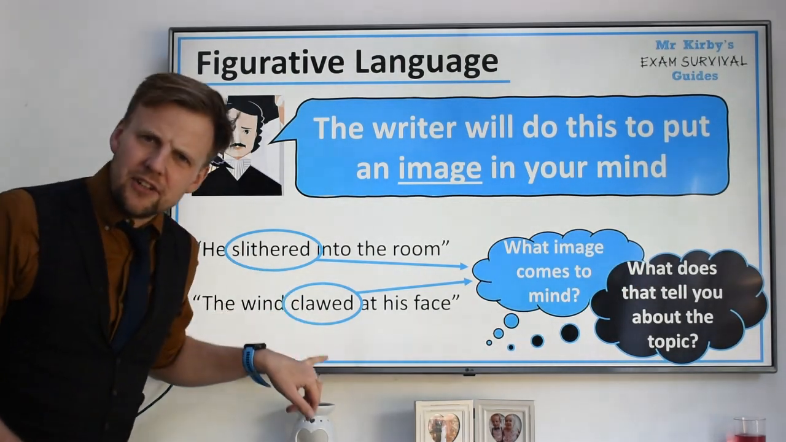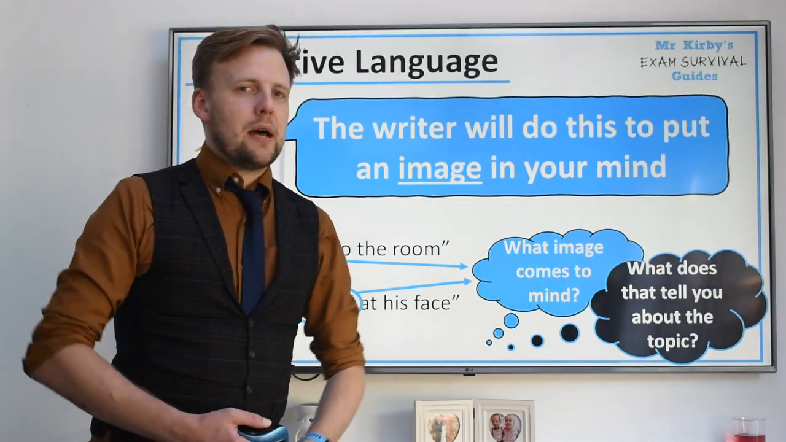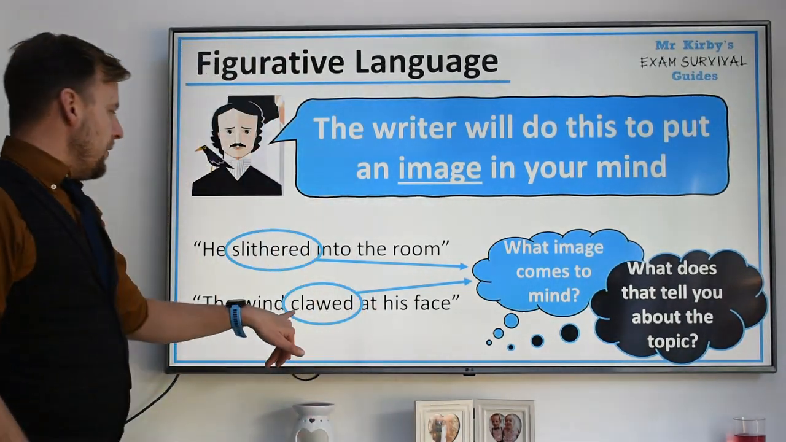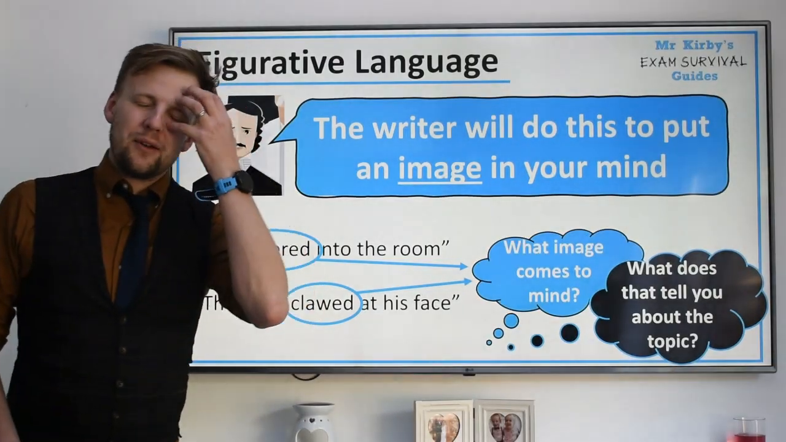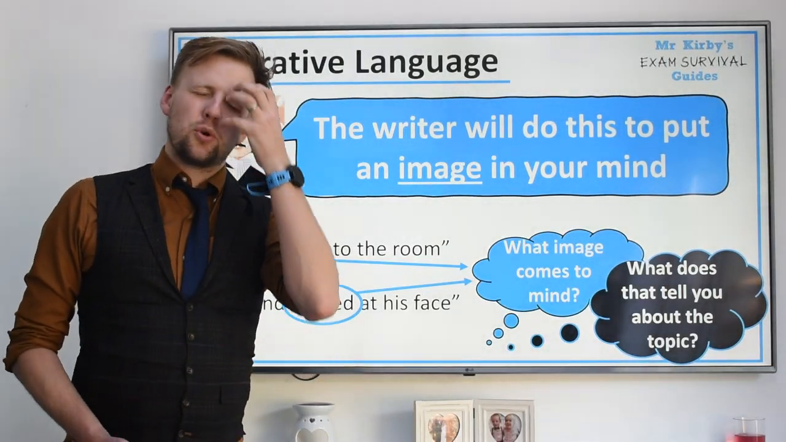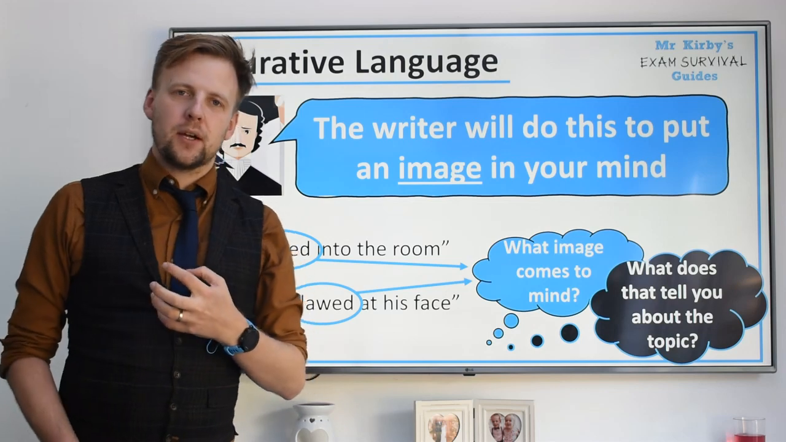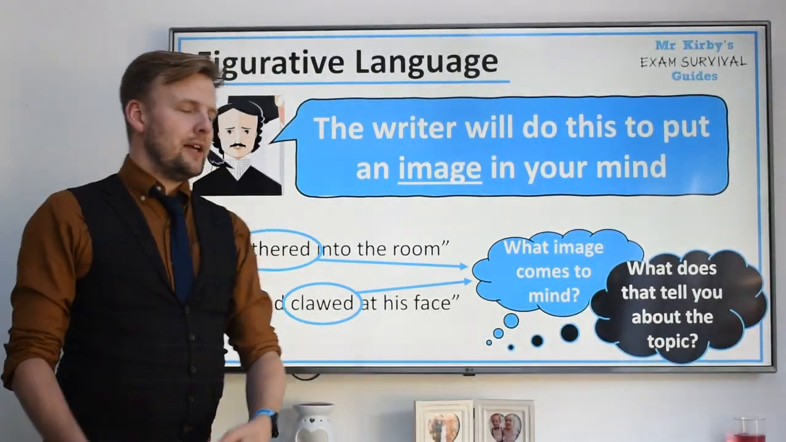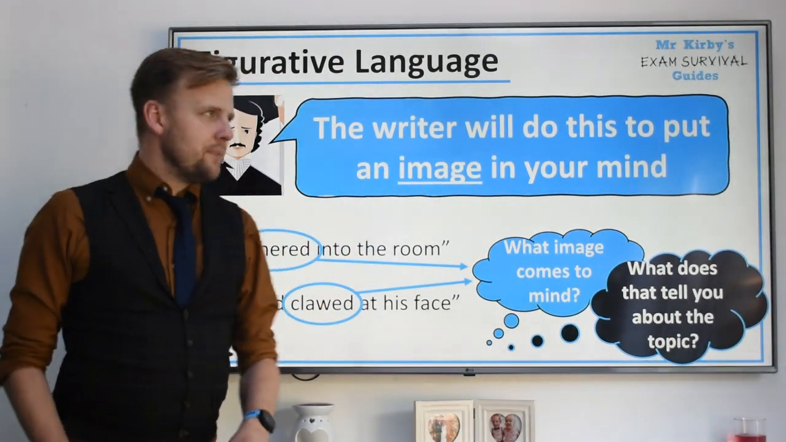Well, if the guy is slivered into the room, well, that means he's a threat, that means he's a danger, that means he's going to do something that he knows is wrong. If the wind has clawed at his face, that means the wind is causing actual agony, is causing actual scars upon him. Okay? So those word choices we've been able to analyse effectively because we considered the image.